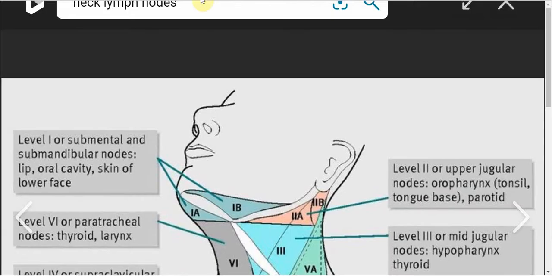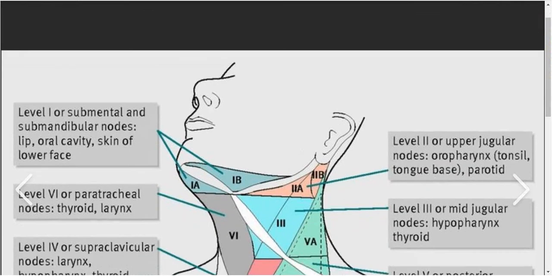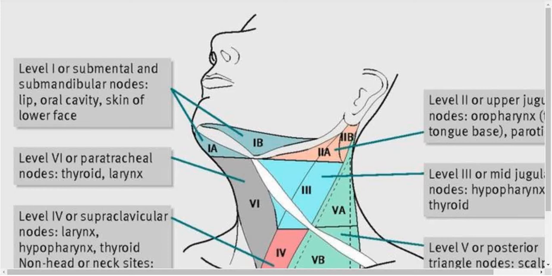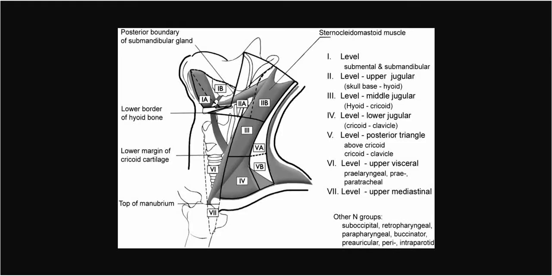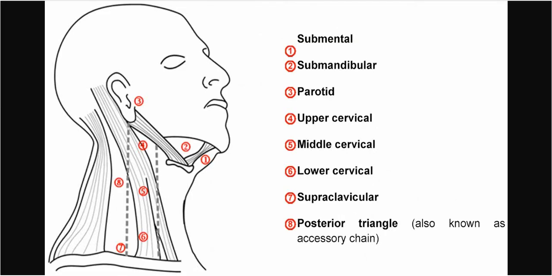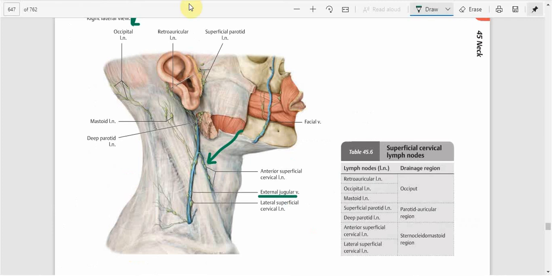Let me see if I can find an interesting image clarifying this point. When we do the deep lymph nodes, this will be more interesting. So this is the parotid, aka the pre-auricular. Back to this point over here. Now let's enumerate the deep nodes first.